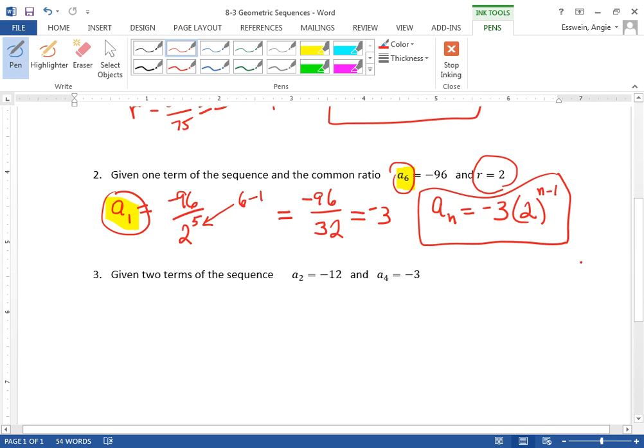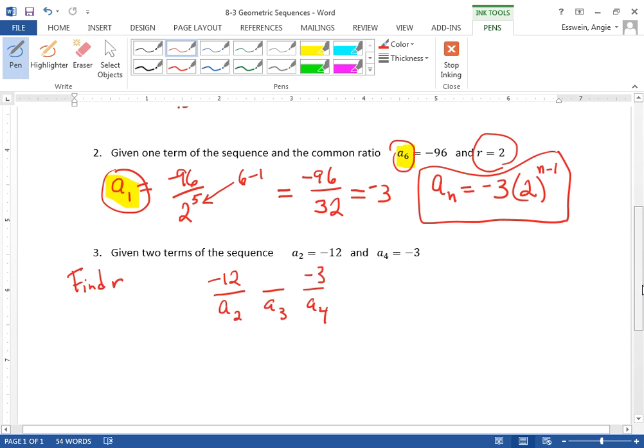Okay, now what about given any two terms? The first thing we need to do is find r, the common ratio. So we know a sub 2 is negative 12. Here's a sub 3, we don't know. And here's a sub 4. This is what we're given. If you look at it visually, we know the second and the fourth terms. So how would we find what we're multiplying by, r? How do we find r?